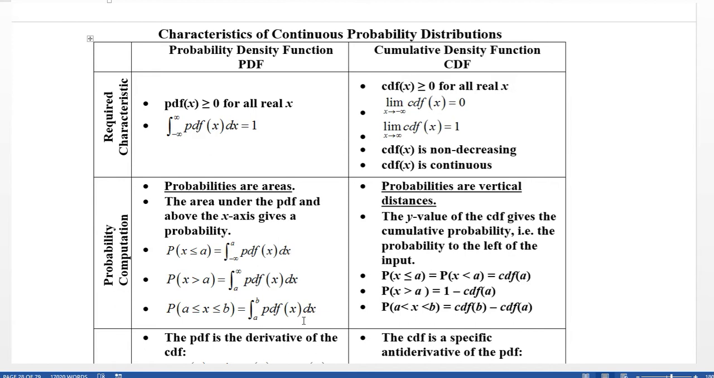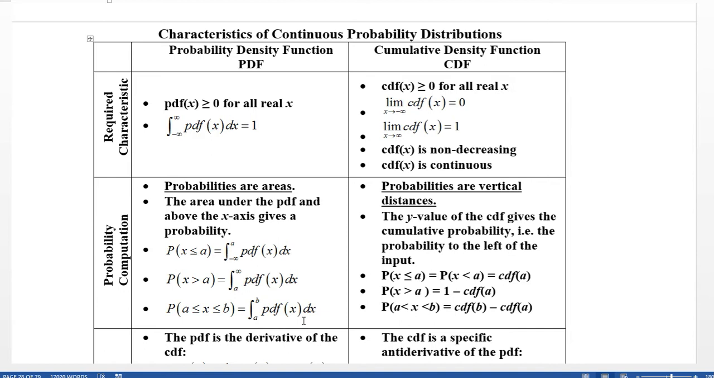On the other hand, the CDF probabilities are actually vertical distances. So specifically, the y value of the CDF, which is of course a vertical distance from the x-axis, is actually the cumulative probability. That's what the C stands for, cumulative distribution function. And it's the cumulative probability. That means it's the probability to the left of the input. So if I want to find the probability that x is less than a, or the same thing, the probability that x is less than or equal to a, those are equal, and that is actually the CDF of a. That is the output of the CDF function when we input a.